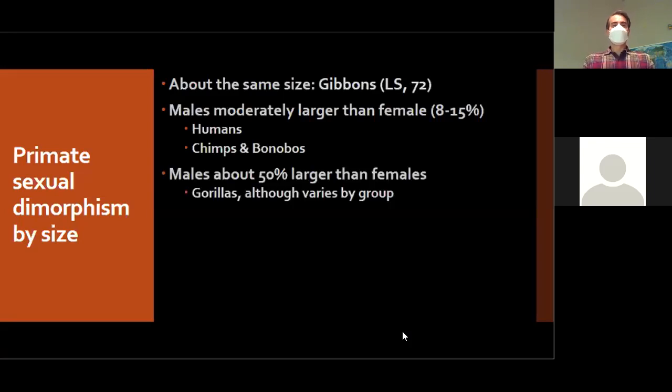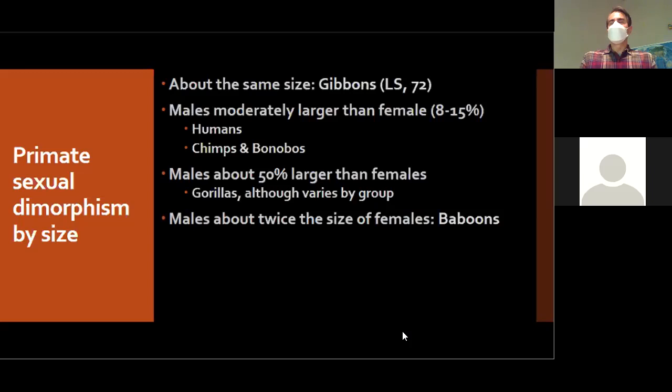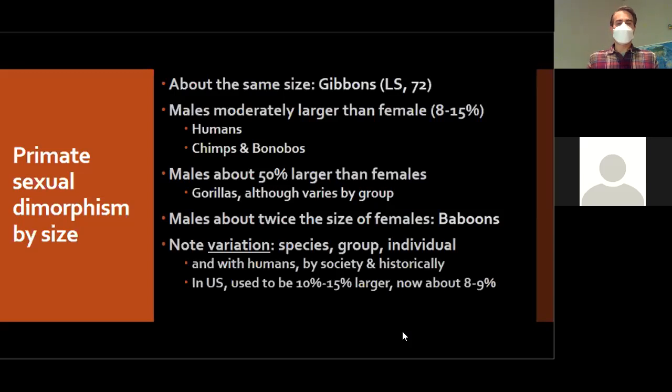There are some groups of gorillas. There's a little bit of variation here between mountain gorillas and lowland gorillas, but the male gorillas tend to be about 50% larger than the female gorillas. And then, as we saw, baboons are pretty extreme in terms of some of these primate species, in the sense of the males being about twice the size.